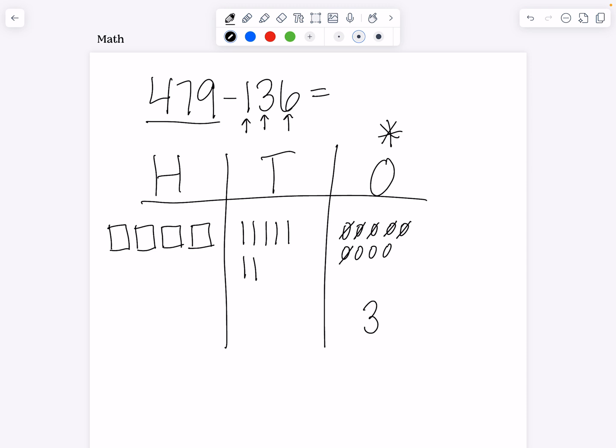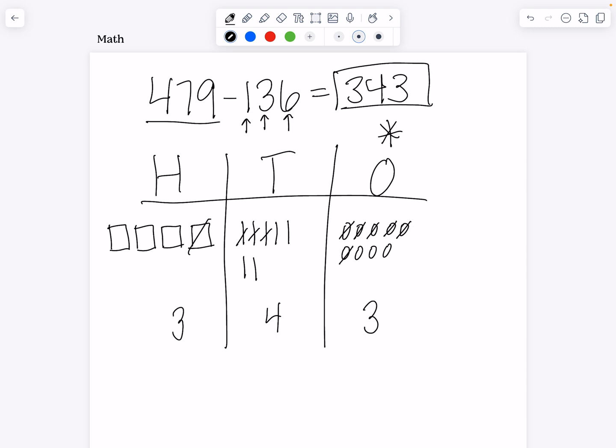In my tens place, I have to take away 3. So again, I'm going to do slashes. 1, 2, 3. How many were left after that? I've got 1, 2, 3, 4. And then 1 of my hundreds, which leaves me with how many? 3. And so my answer is 343.